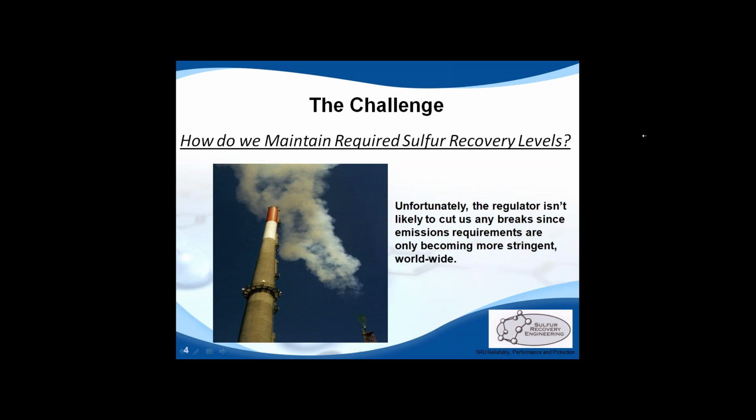The challenge: how do we maintain required sulfur recovery levels? Emissions requirements and expectations are only becoming more stringent worldwide. As I make mention in this comment, the regulator is very unlikely to cut us any breaks. Thus, we need to understand how to best manage SRU turndown conditions if that's what we're faced with, or if that's what we are projecting to have to deal with in the future.